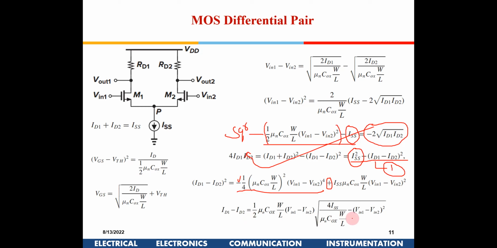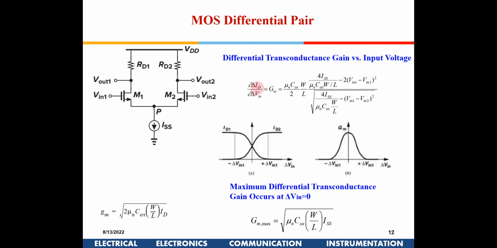Now this is the equation which I get. If I differentiate this ID with small v in, I get the value of GM. So I get this particular equation. Now in this equation, if you see, when v in 1 is equal to v2, GM is maximum, and as you keep increasing the difference, the gain decreases. So that means for a differential amplifier, initially when the two inputs are close to each other, a small change in voltage will have very high GM. As the difference between these two signals keeps increasing, the gain will decrease. Is it okay?